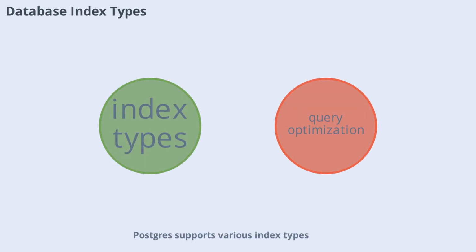Postgres supports various index types, including single-column and composite indexes. Composite indexes are especially useful for queries with multiple filters and ordering requirements. Running explain analyze on queries helps visualize the impact of different indexes and optimize performance. Practical experience with indexing strategies is essential for backend engineers.